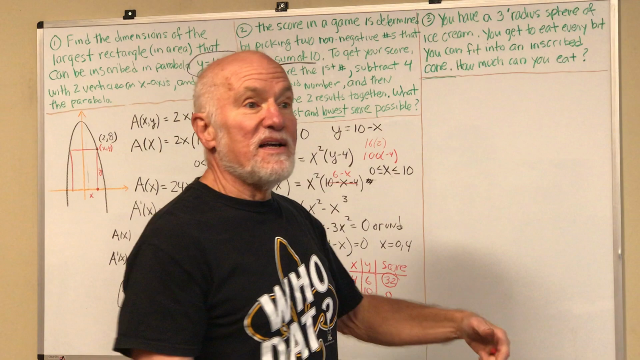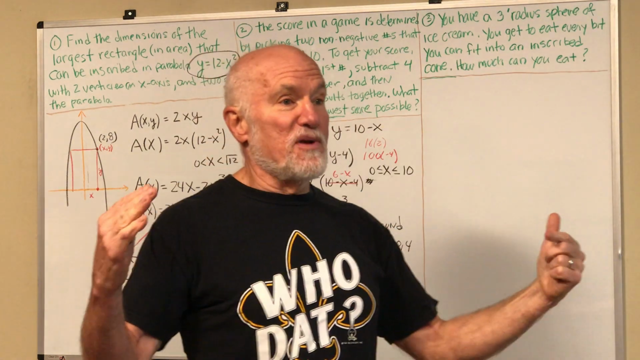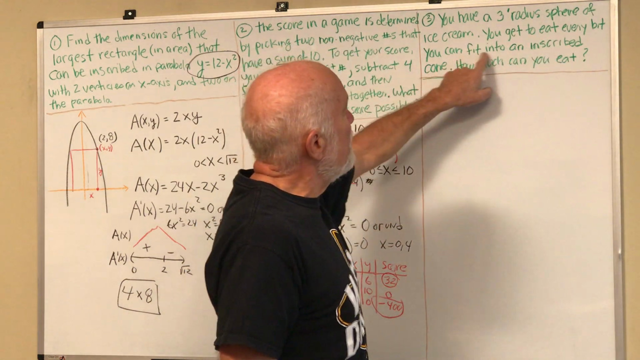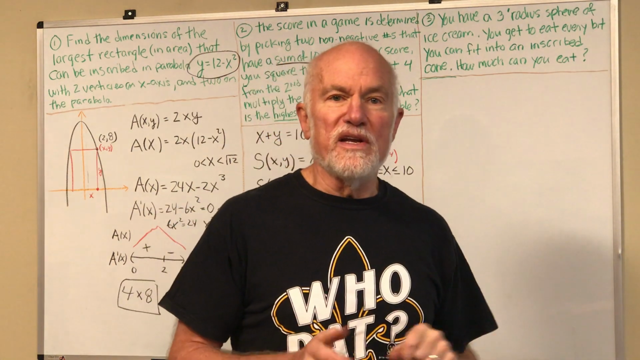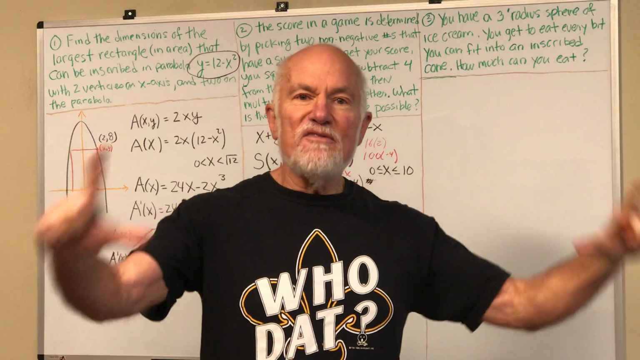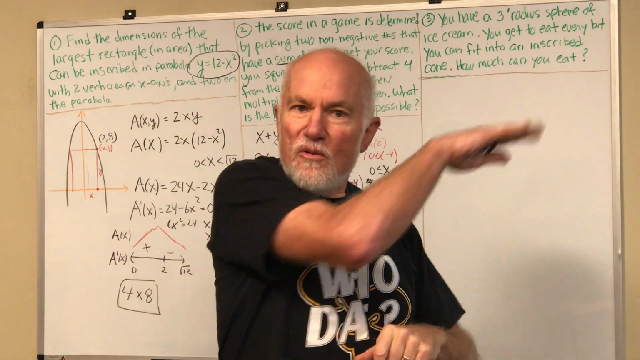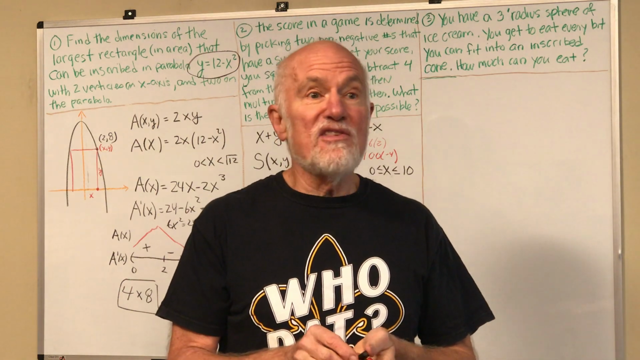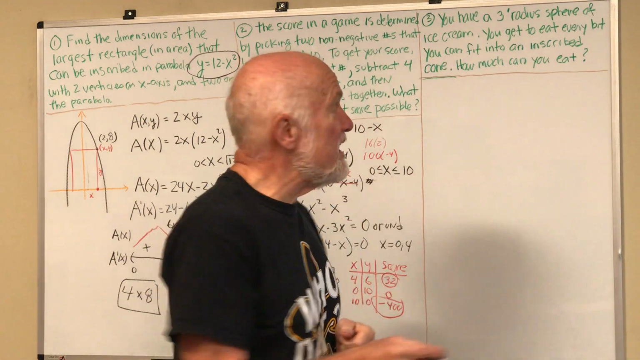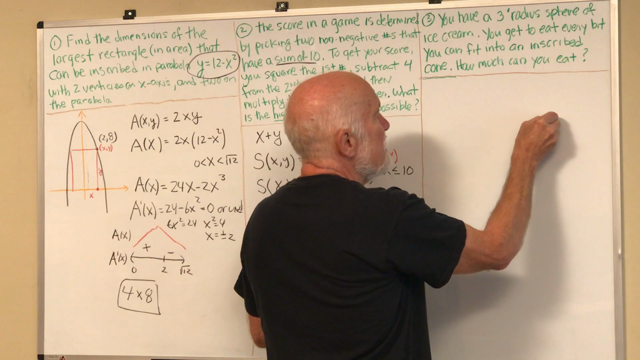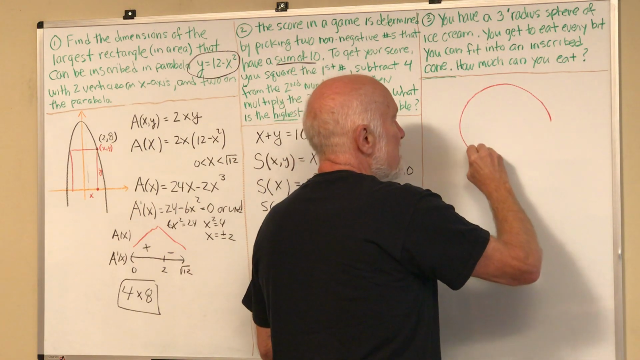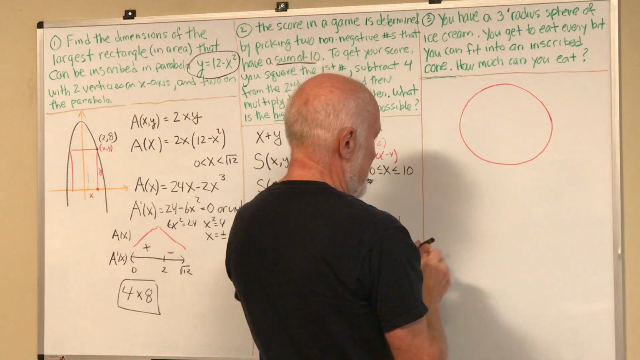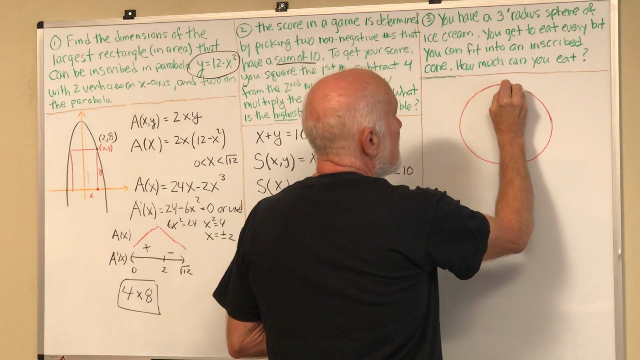This is a nice problem. We have a 3-foot radius sphere of ice cream, but we don't get to eat the whole thing. You only get to eat every bit that you can fit into an inscribed cone. So we're going to inscribe a cone inside of this sphere, and then we have to level it out right at the top of the cone, and we get to keep everything we can. Well, there's a big incentive in this problem to try to get as much ice cream as we can. So my suggestion would be to first draw the sphere of ice cream, and then inside of it put the cone.